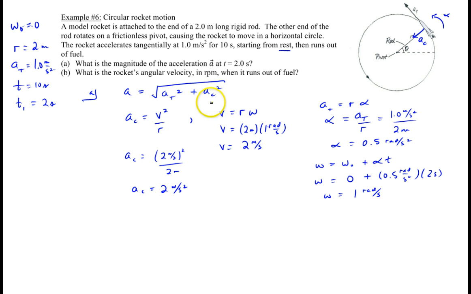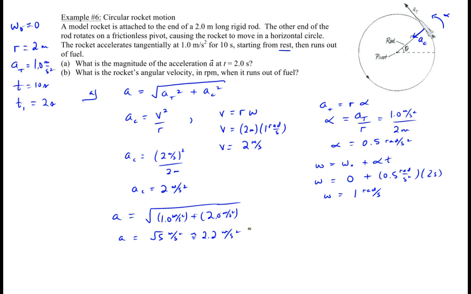So we know our centripetal acceleration, we know our tangential acceleration, so now we can find the total acceleration. So we're going to substitute in. We have 1 meter per second squared for the tangential acceleration, and we just found the radial or centripetal acceleration of 2 meters per second squared. That gives you an answer of root 5 meters per second squared, or approximately 2.2 meters per second squared.